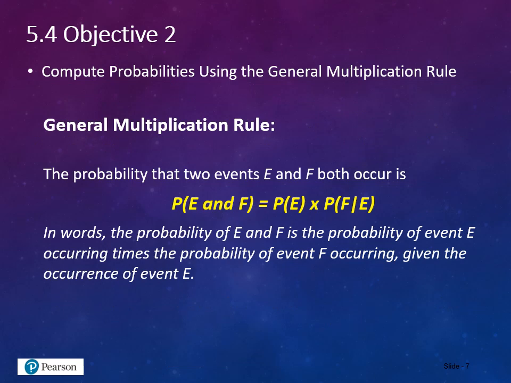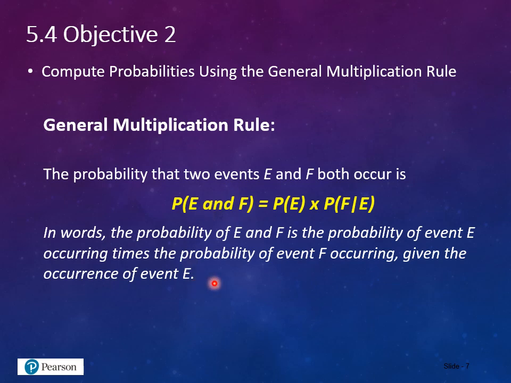Our next objective is to compute probabilities using the general multiplication rule. The probability that two events E and F both occur, the probability of E and F, is equal to the probability of E, the first event, times the probability of F, the second event, given E, okay?